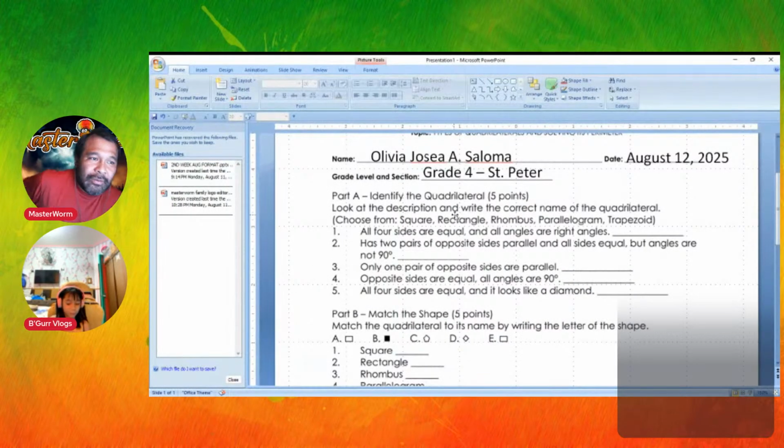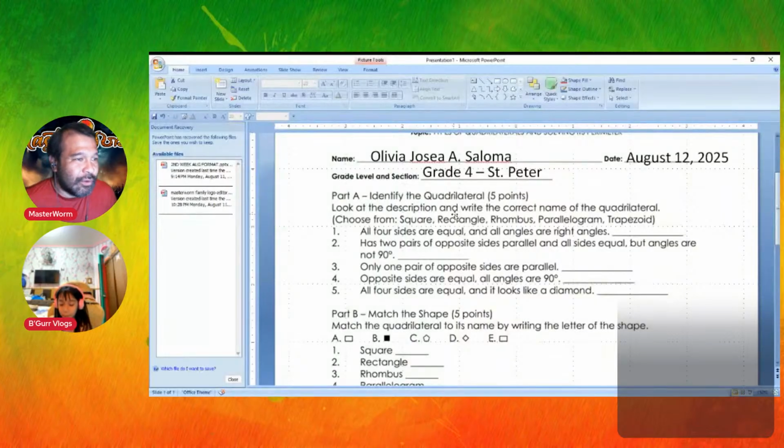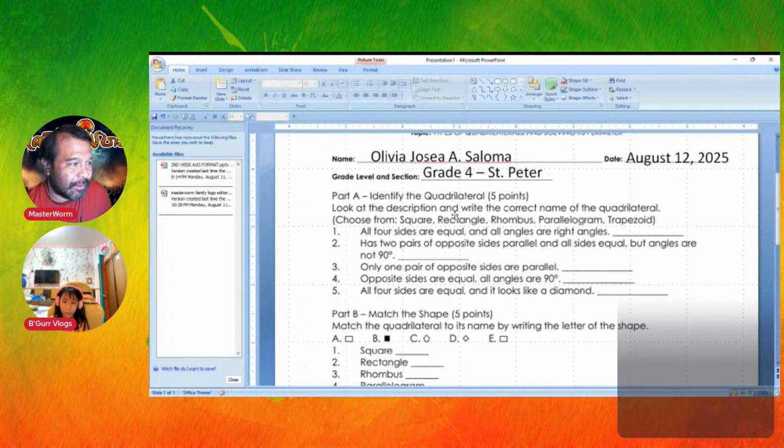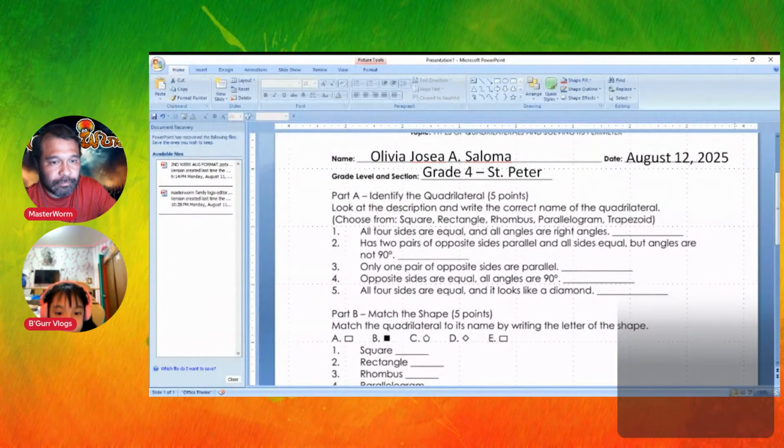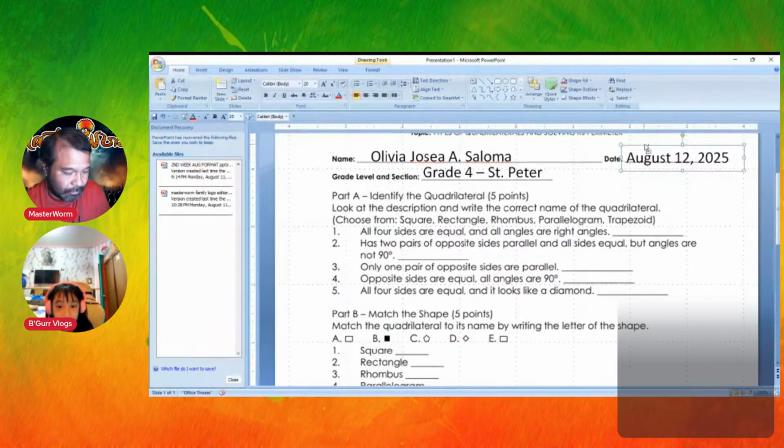So, identify the quadrilaterals. 5 points. We're going to answer this. Look at the description and write the correct name of the quadrilateral. Choose from square, rectangle, rhombus, parallelogram, or trapezoid. So number 1, can you read the number 1? All 4 sides are equal and all angles are right angles. Obviously, what is the answer?